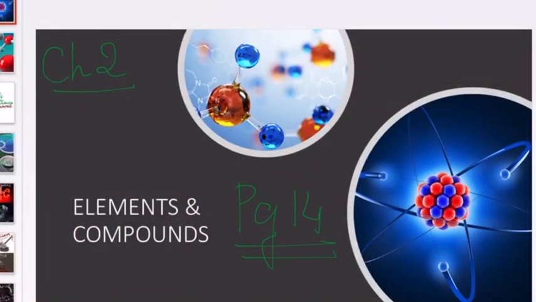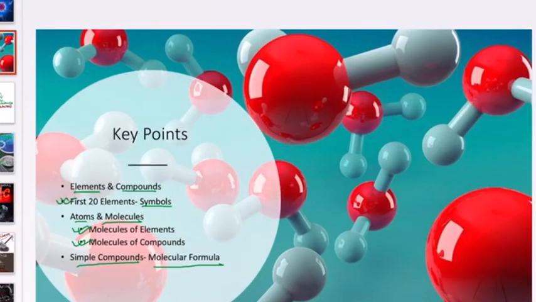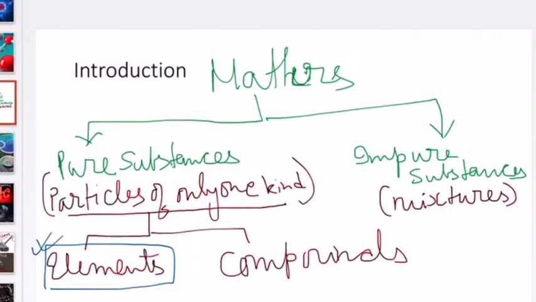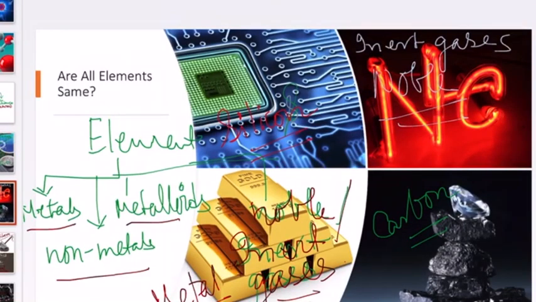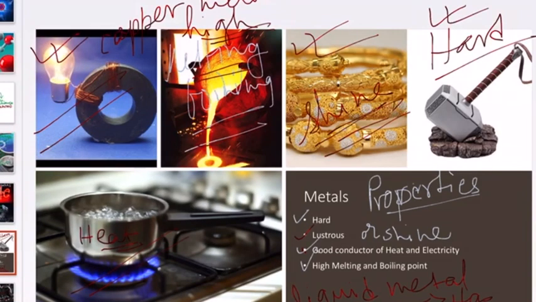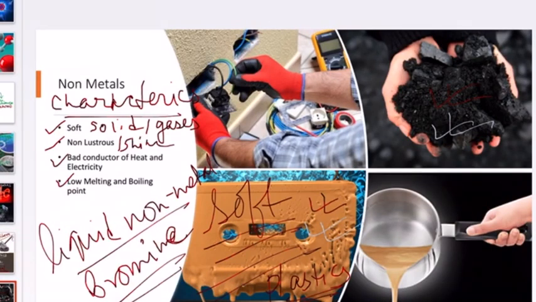So students, we are doing chapter 2 of the chemistry book, Elements and Compounds, from page number 14 of your Ratna Sagar book. So previously we have seen what are the things we are going to cover here, and then we have known about what are matters and two types of matters and two types of pure substances. And then we have come across the definition of elements with examples. And then we have known about various types of elements with their examples.